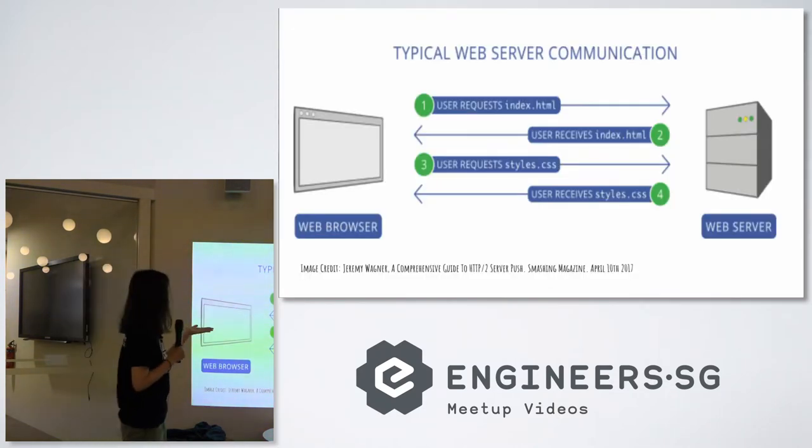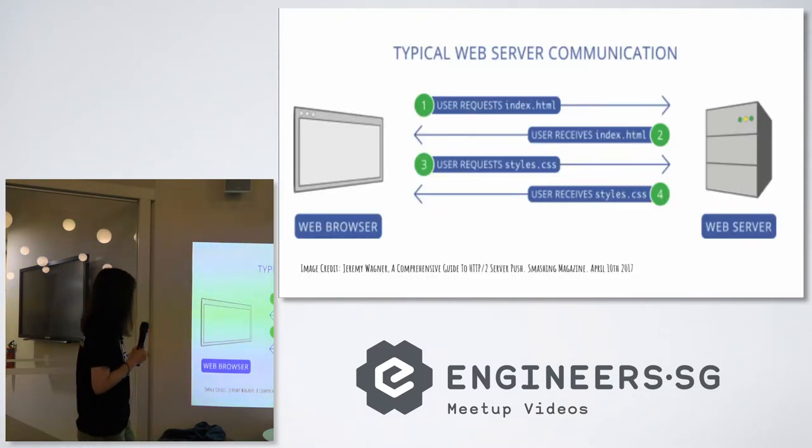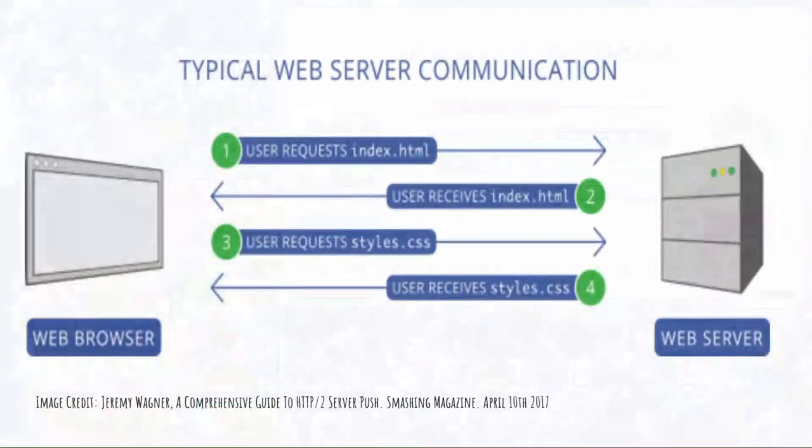So in a typical web server communication, the browser will send a request to a remote server, and the server will respond with the requested content. And then once the browser receives that content, it will parse through to discover the assets that have been referenced in the documents. So in this case, the web browser noticed that index.html has a reference to style.css, so it will make a separate request to the server to receive that style.css.